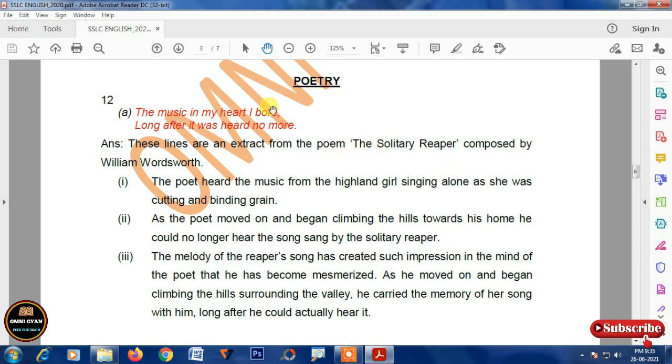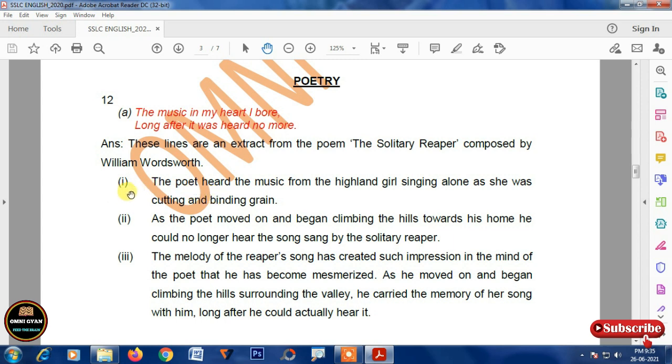Now here this is the poetry part. The music in my heart I bore long after it was heard no more. So again you have to write this. These lines are an extract from the poem The Solitary Reaper, written by William Wordsworth. Let me read out some lines from here.